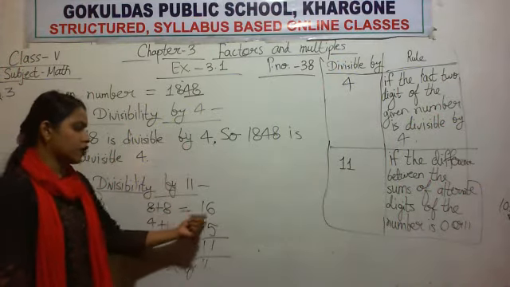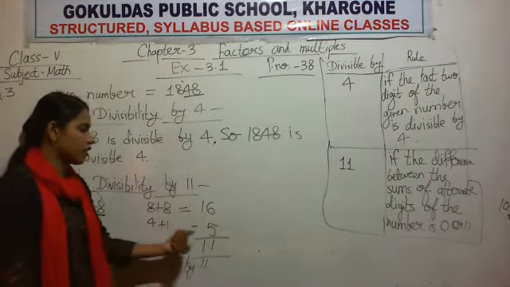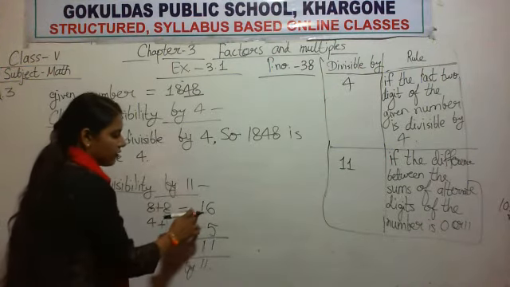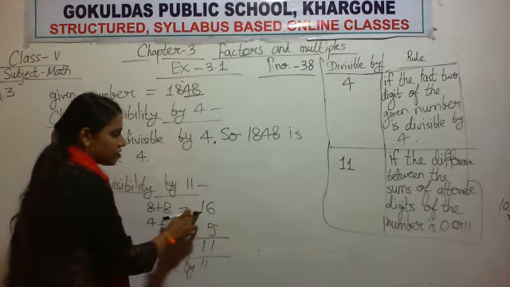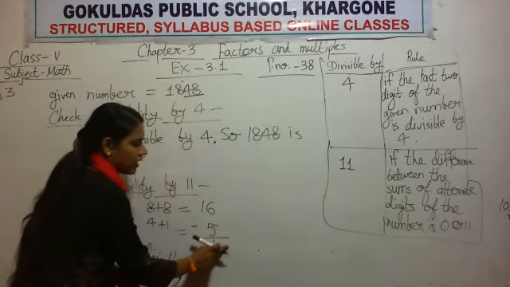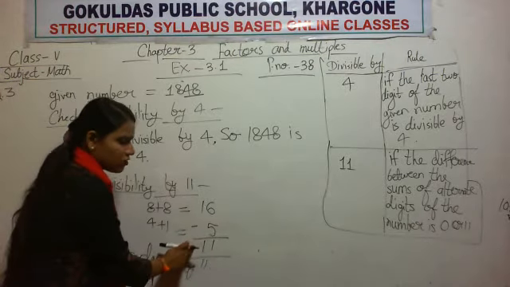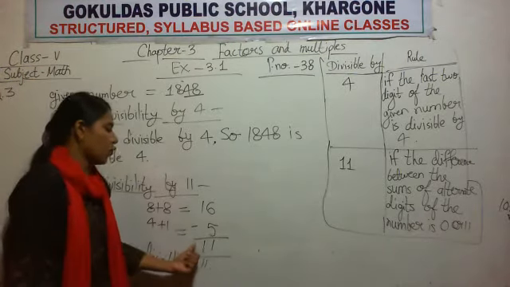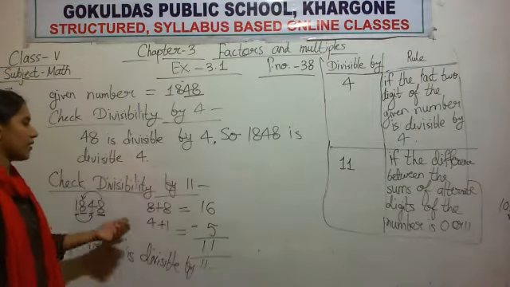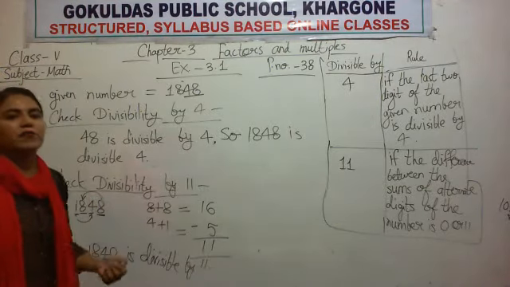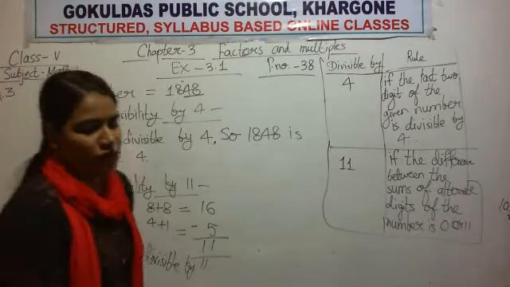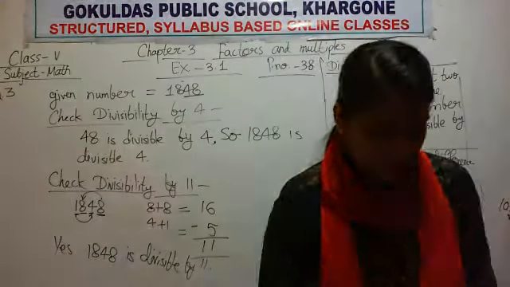When you add 8 plus 8, you get 16. When you add 4 plus 1, you get 5. Now you have to find the difference of both the sums. The result of subtraction is called the difference. So if your difference is 11 or 0, then you can conclude that yes, the given number is divisible by 11. Okay, so question number 3 is complete here.